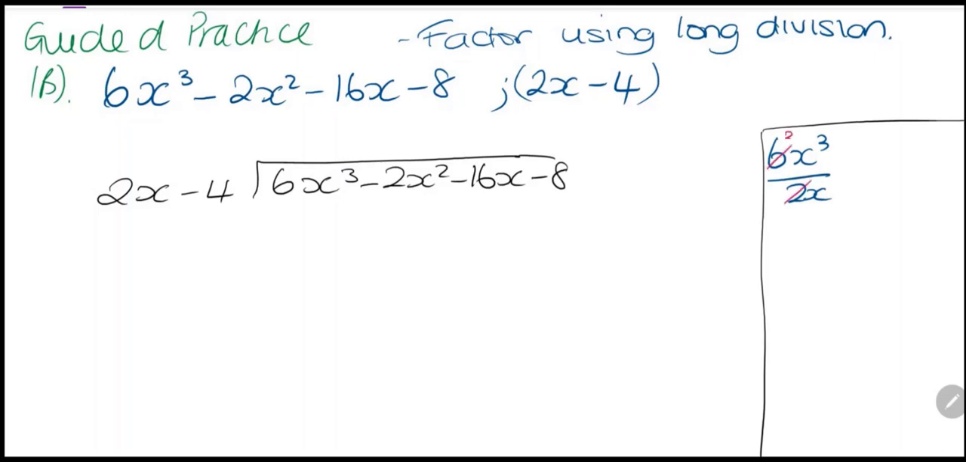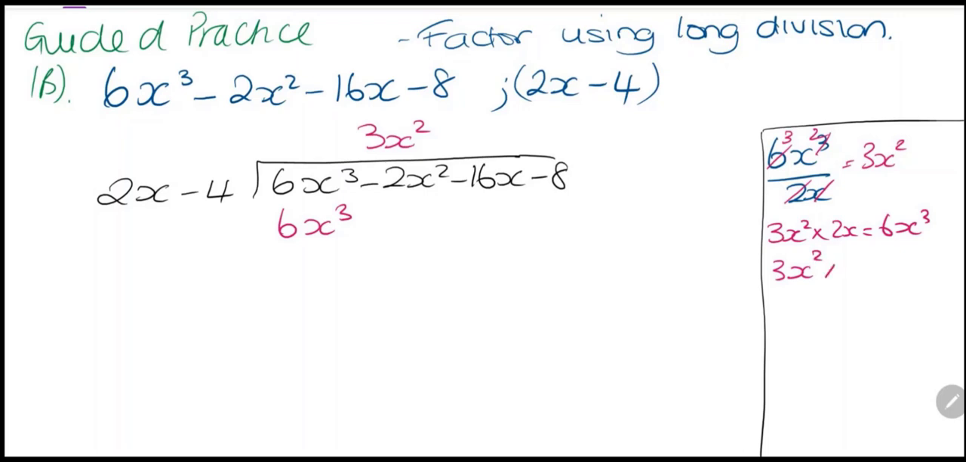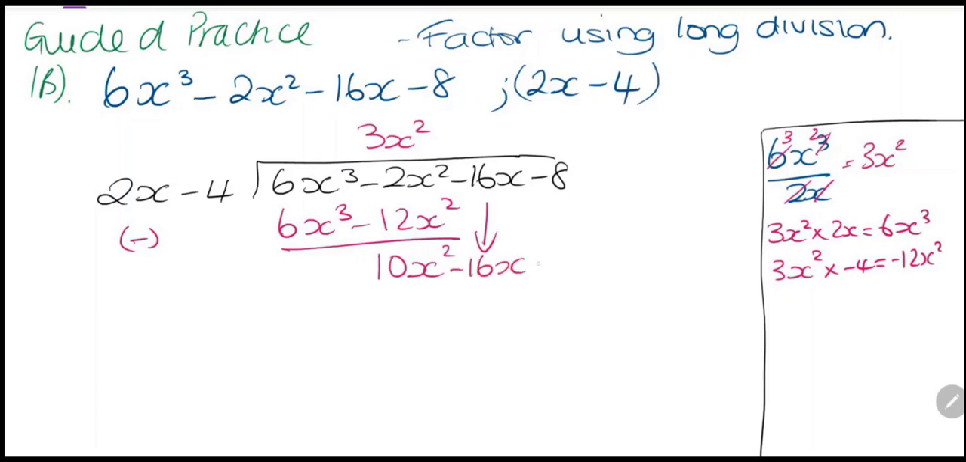So 2 into 6 is 3 times, and x, this will be 3x squared. So 3x squared, and then we're going to multiply it back. So this will be 6x cubed. And then 3x squared multiplied by minus 4 is minus 12x squared. And now we can subtract. So this is 0, this becomes positive, so it's going to be positive 10x squared. And we're going to bring down the minus 16x.